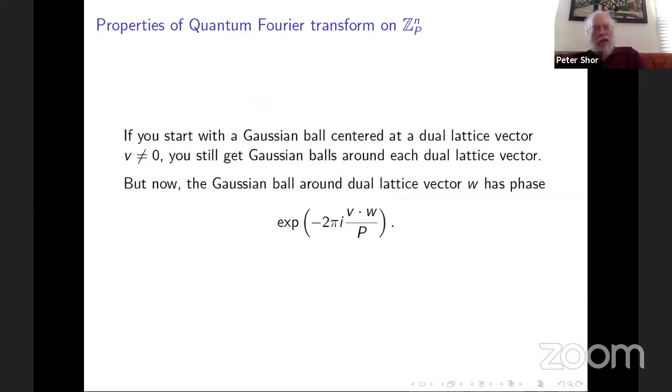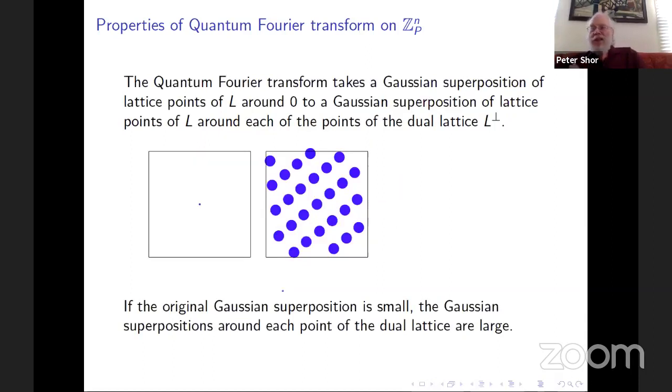Okay, and does everybody understand this? Because this is really one of the central things in the way that the algorithm works. So are there any questions so far?